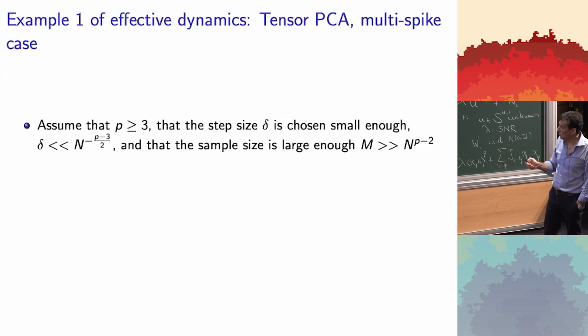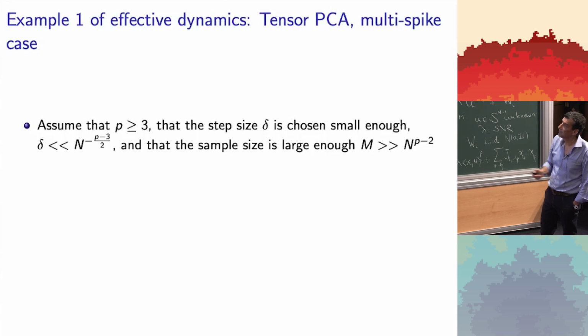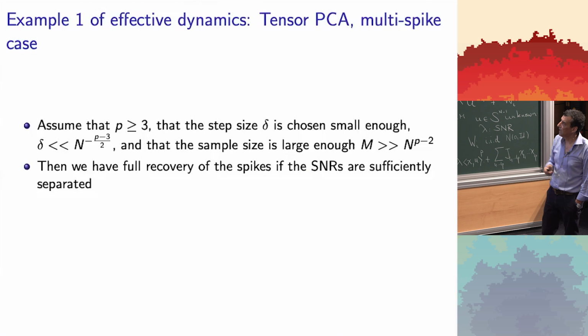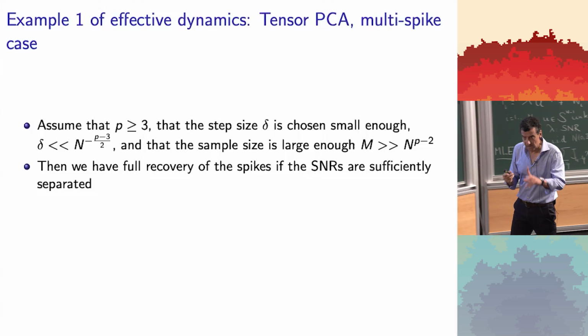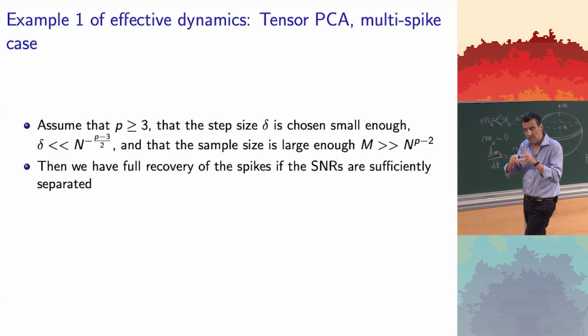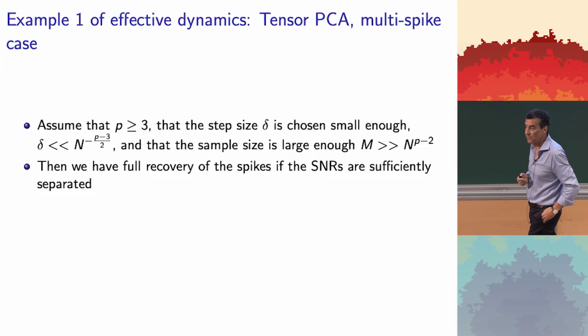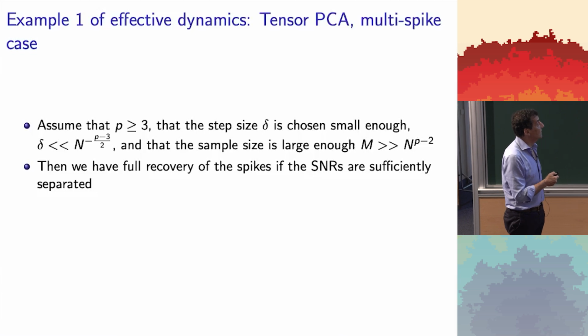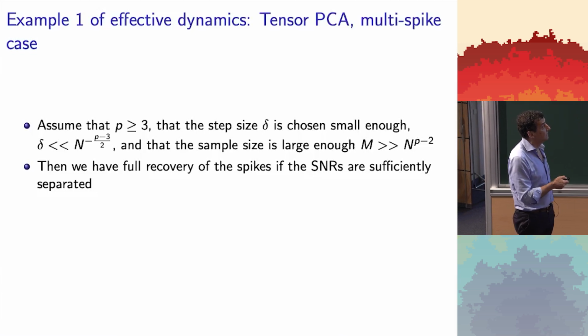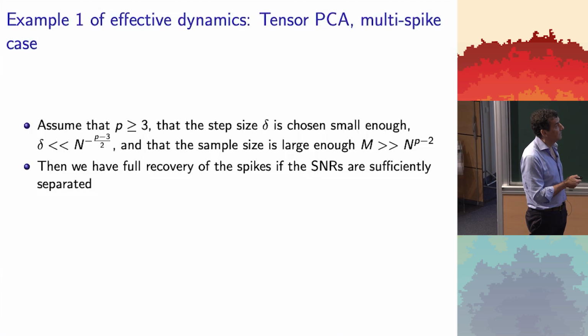If p is larger than 3, so we are in a tensor case, and if the step size is chosen smaller than n to the minus (p minus 3) over 2, and if the sample size is larger than that, then we have full recovery of the spikes if the SNRs are sufficiently separated. So in this case, if you had r spikes, you find the r spikes as precisely as you want. Okay? So you see, you need enough data size, because that's what is imposed by that too, in fact.